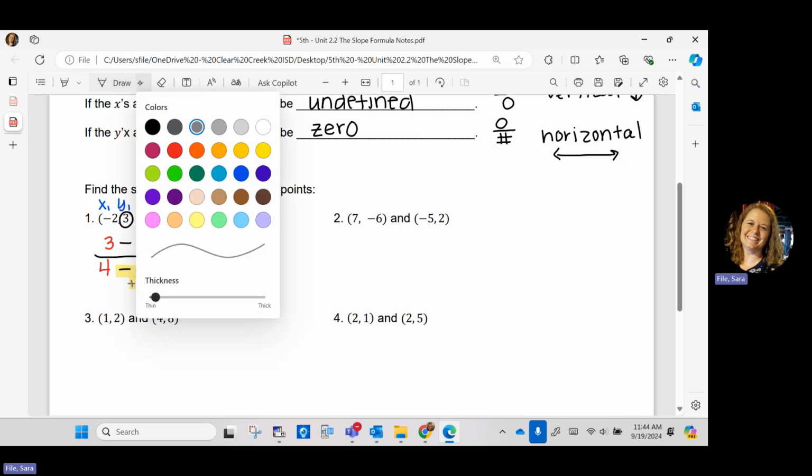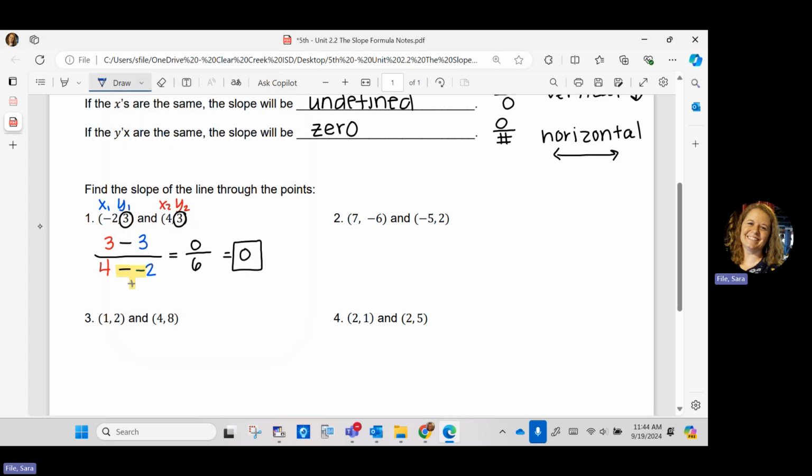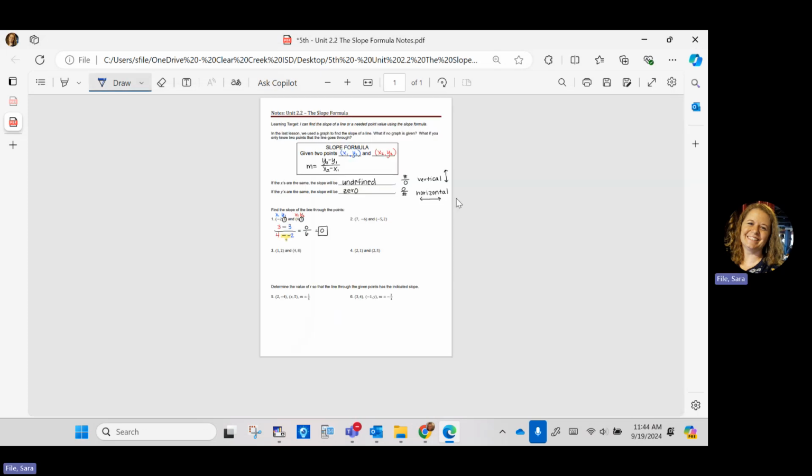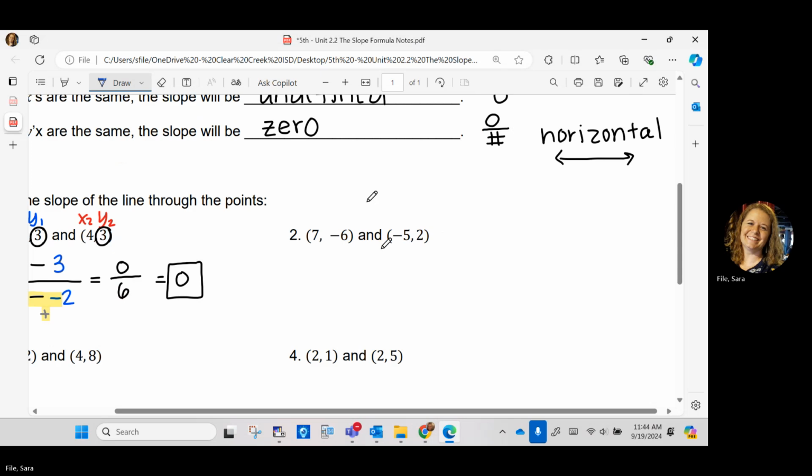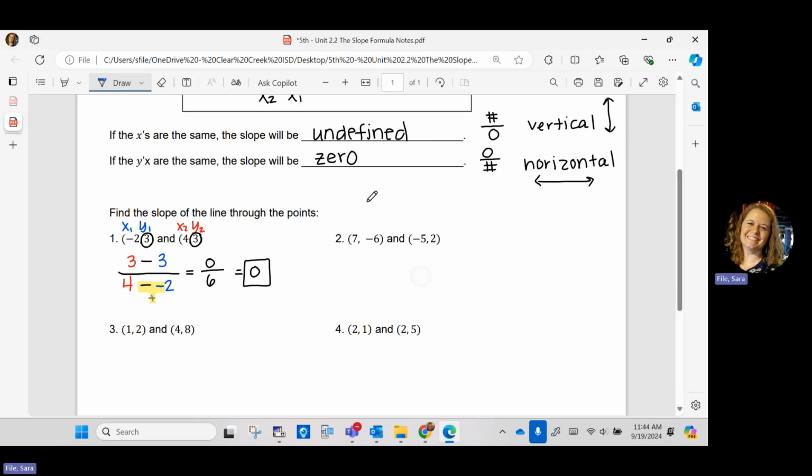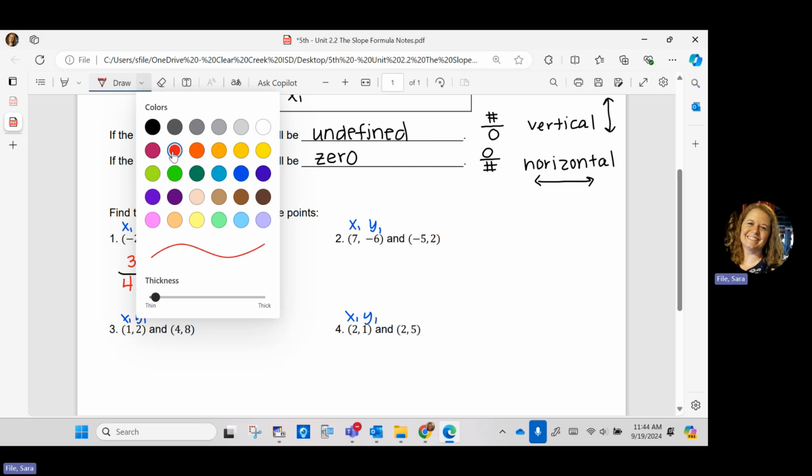Okay, so I don't have to change my pen color back and forth a bunch of times, I'm going to go ahead and do all my labeling. X1, Y1. I'll go ahead and label all my X1, Y1, and my X2, Y2.